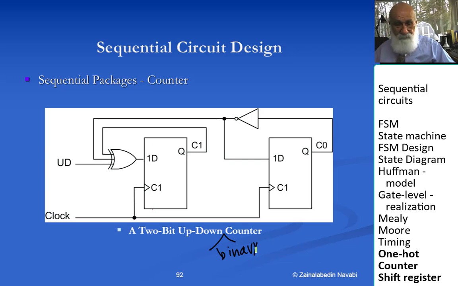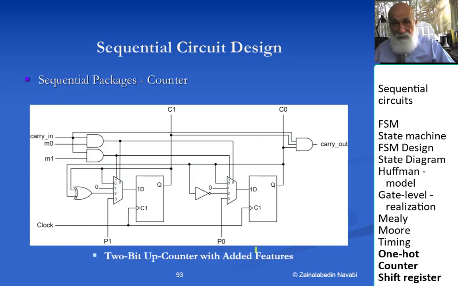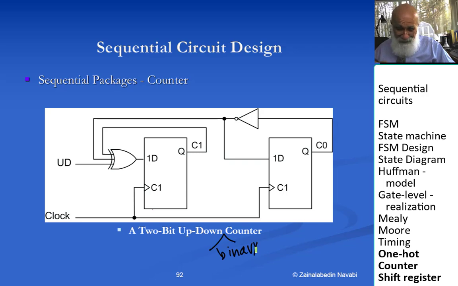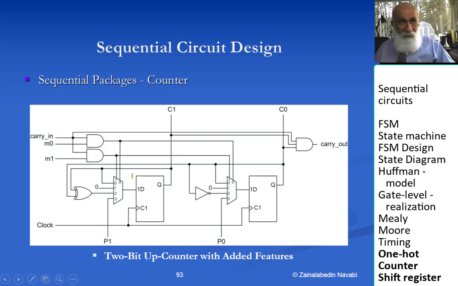Okay, what if I want to have a counter that counts up, counts down, and loads a 0, does a parallel loading. Parallel loading means that at one point I decide that I want to have some data from outside loaded into the counter, or parallel load the counter. I build a counter like this.